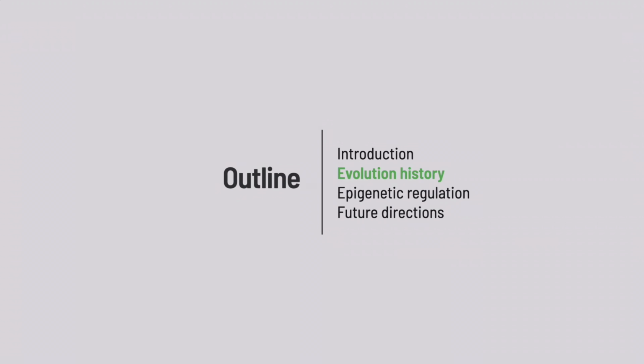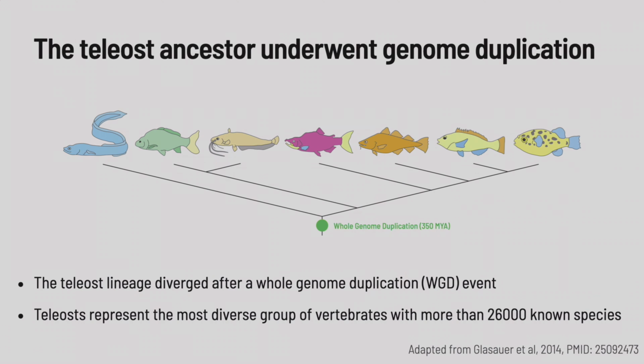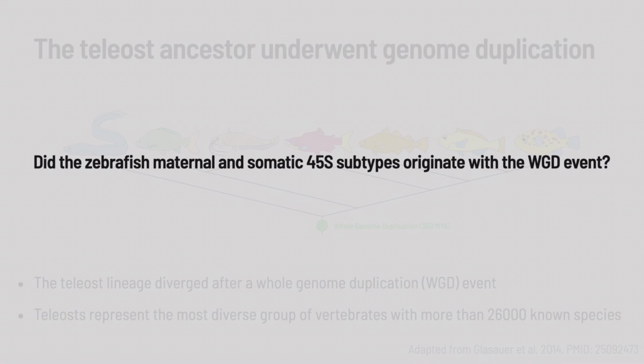I'll start first with the evolutionary history, and this will be a little bit of a snippet of what we've been doing here. As I was saying earlier, zebrafish is a teleost, which is a group of fish that originated with a whole genome duplication event approximately 350 million years ago. This represents the most diverse group of vertebrates, encompassing more than 26,000 known species. So we reasoned that because there's this whole genome duplication event in teleosts, and zebrafish is a teleost, maybe these 2 arrays originated with this specific event.